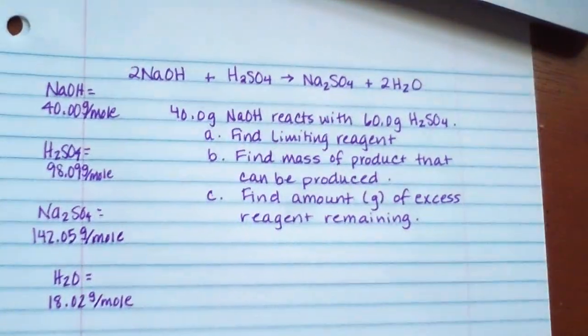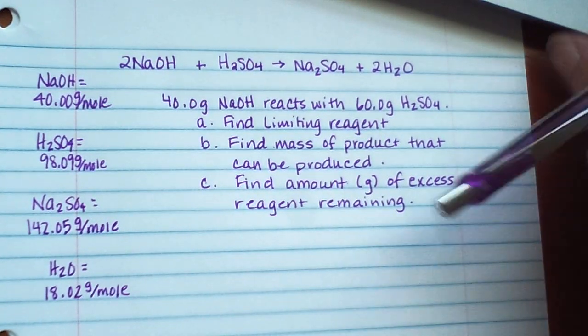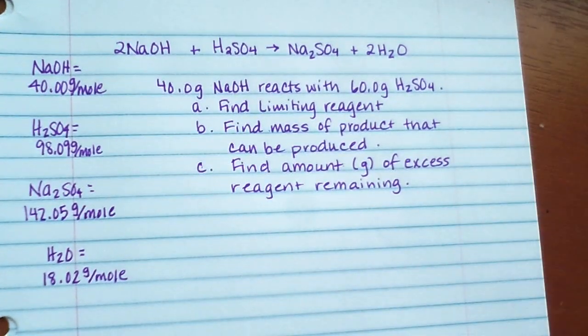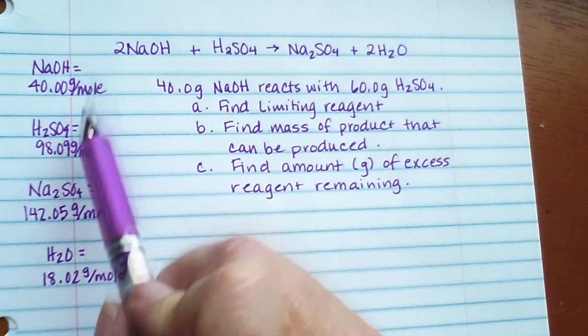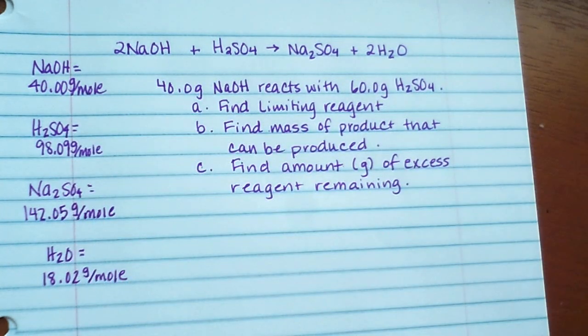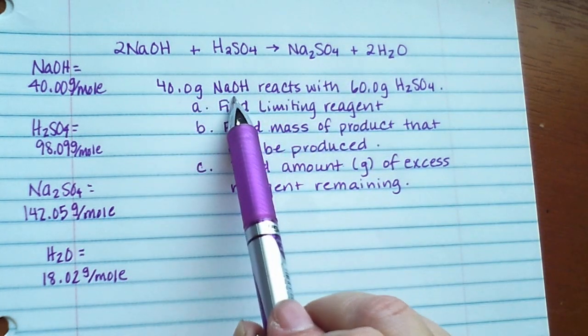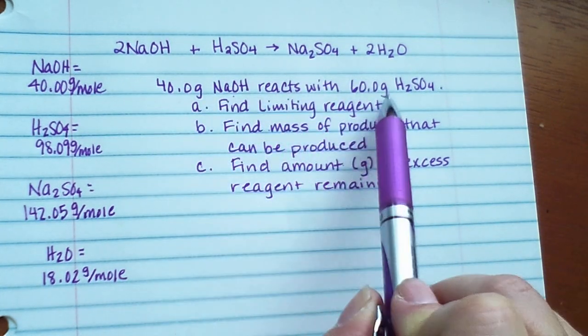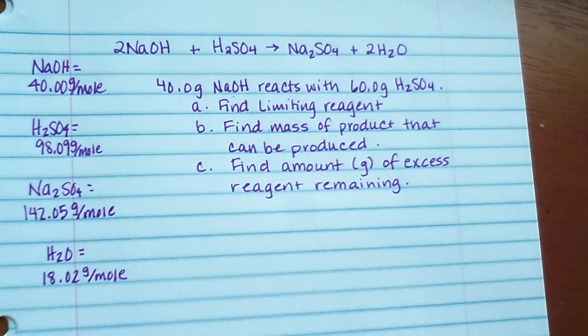Okay, here's your next sample problem. What I did was write down all of my molar masses on the side ahead of time so that we would have them nice and easy. It's a good idea if you have complicated ones, just to figure them out ahead of time. So we're going to react 40 grams of sodium hydroxide with 60 grams of sulfuric acid.